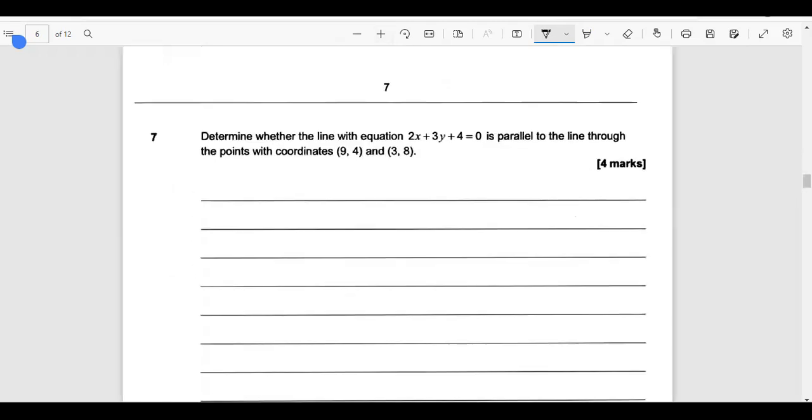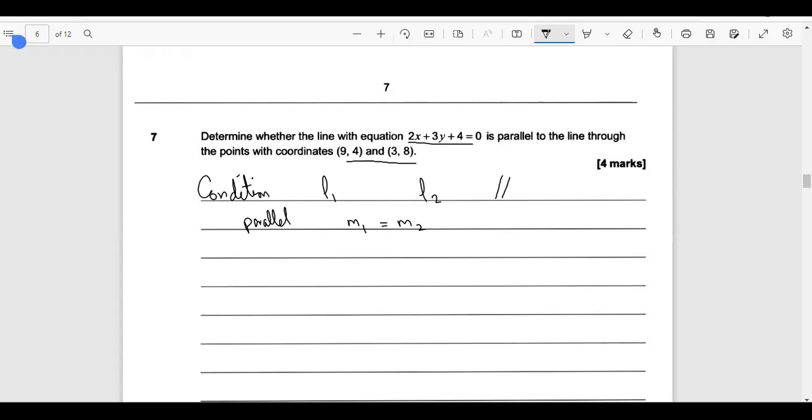Okay, it's simple. It says determine whether the line with this equation is parallel to the line through the points with the coordinates 9, 4 and 3, 8. So that's simple. We know the relationship of two parallel lines. If two lines L1 and L2 are parallel, the gradients of both the lines should be same. Only then they would be parallel. So this is the condition that we use for checking parallel lines.